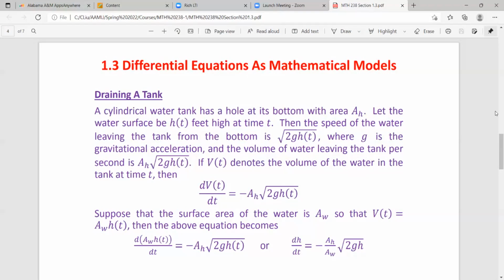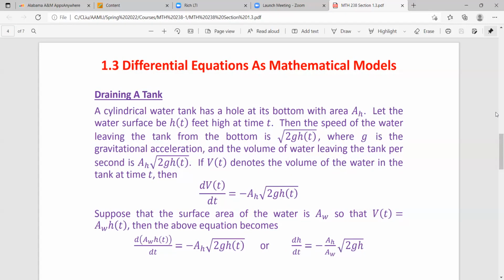And the next problem we talk about now is draining a tank. So suppose we have a cylindrical water tank. It has a hole at the bottom. Okay, so this is a tank with water and there's a small hole at the bottom. So then it's leaking. And the area of the hole at the bottom is A sub H. So we want to describe the leaking process of the water in the tank.